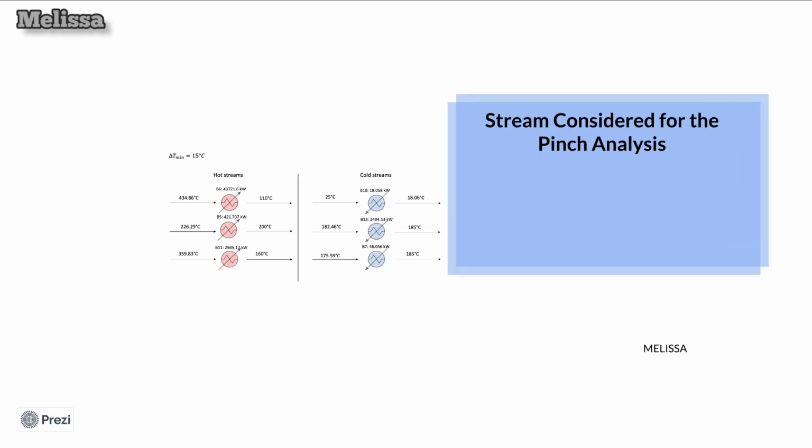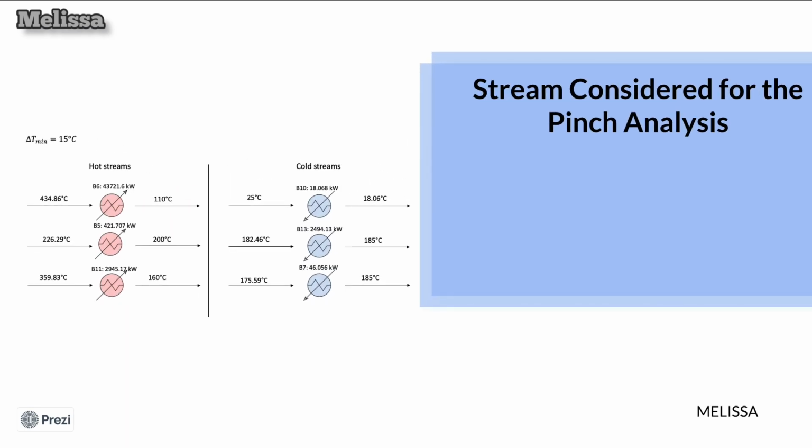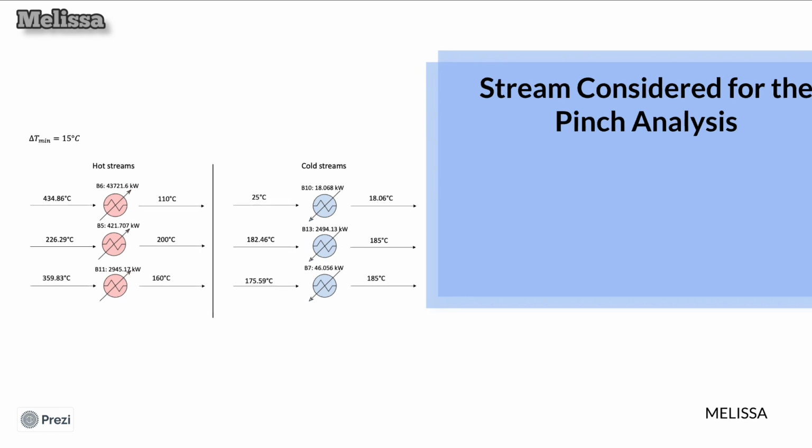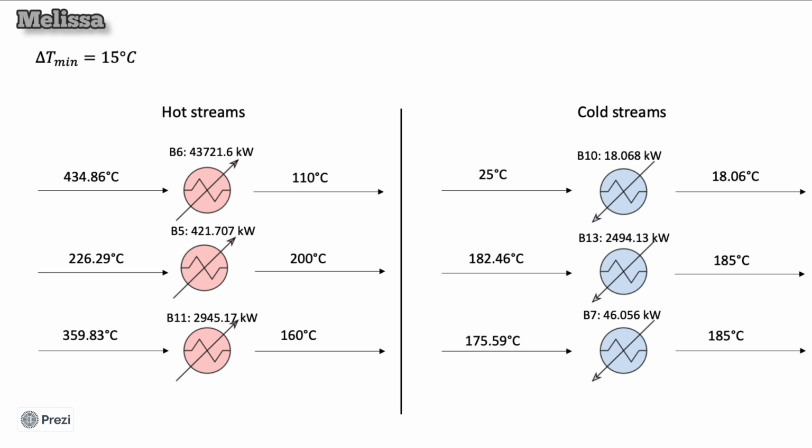To do so, we started off by identifying which streams to add to the pinch analysis based on several factors such as the inlet and outlet temperature, as well as the mass flow rates of the streams. 3 hot streams and 3 cold streams are implemented in the pinch analysis. To choose an appropriate value for delta T min, we took into account cost, space, efficiency, and temperature, and came to the conclusion that 15 degrees Celsius was a suitable value.